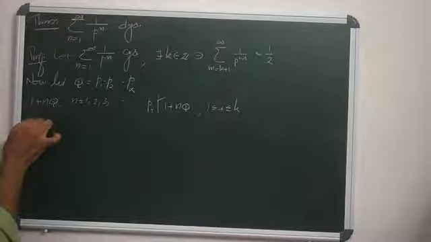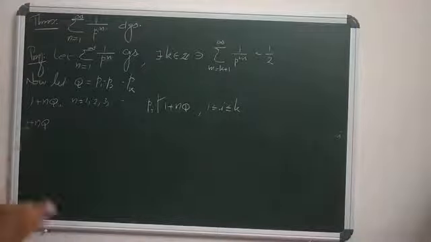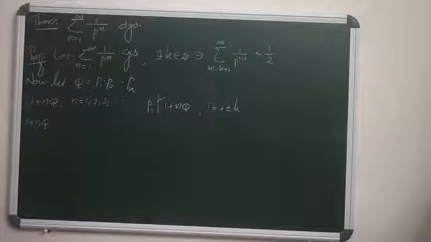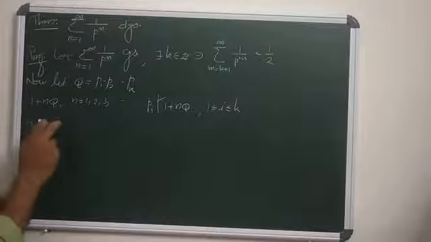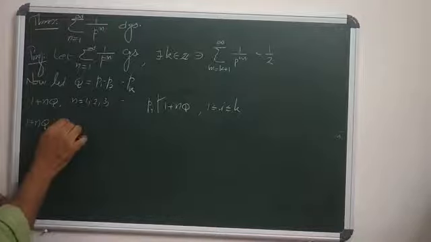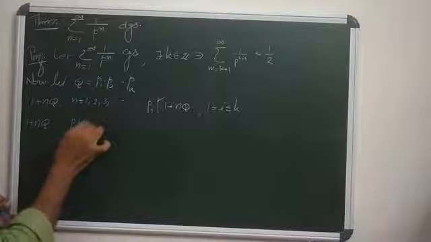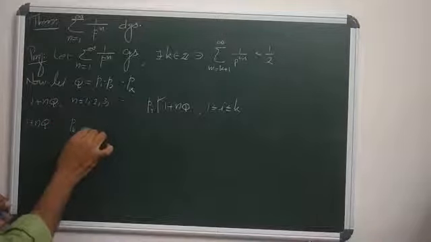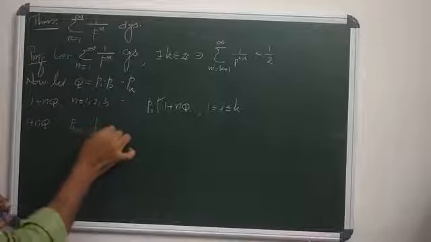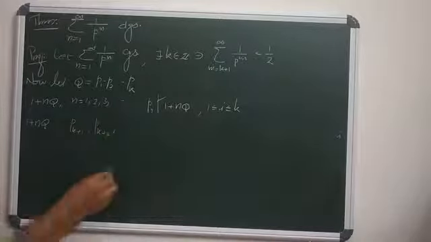But we know that every composite number can be expressed as the product of primes. So 1 plus NQ has a prime factorization. Let the prime factors of this 1 plus NQ occur among the primes Pk plus 1, Pk plus 2, etc.